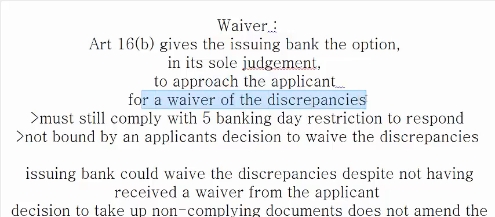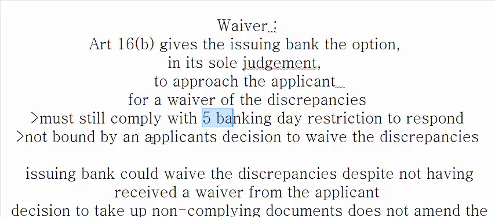It will say, we have received a discrepant presentation and we have been asked to approach you to understand whether you would like to waive these discrepancies, take up the documents and pay for the presentation. So the applicant should be willing to waive the discrepancy, take up such a presentation and pay for the discrepant documents presented. Now this should be within the 5 banking days. Irrespective of whether you have approached the applicant or not, and whether the applicant has responded to the issuing bank or not, the issuing bank or the nominated bank will have to come back and tell the presenter that the documents are discrepant within 5 days after the receipt of the documents.